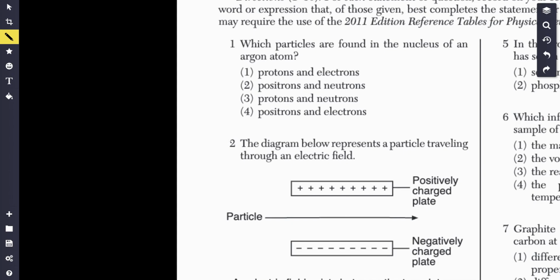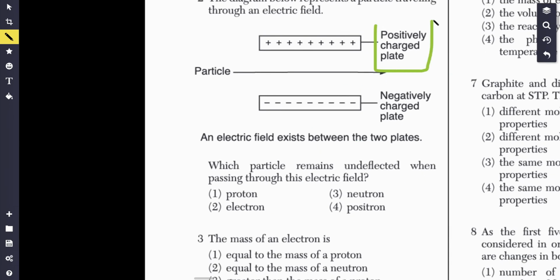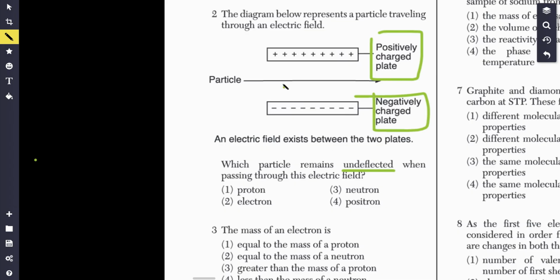Which particles are found in the nucleus of an argon atom? We should know that in the nucleus there lie protons and neutrons. The diagram below shows a particle traveling through an electric field, and we have a positively charged plate and a negatively charged plate. Now, which particle remains undeflected when passing through the electric field?